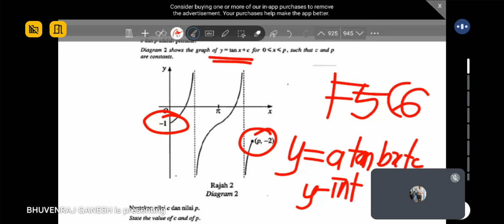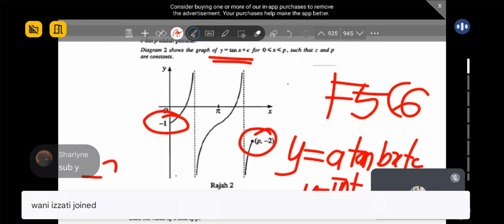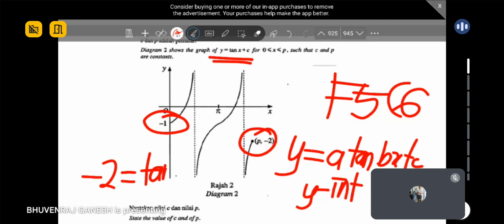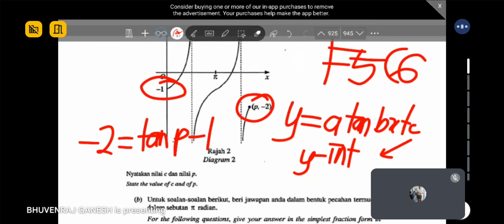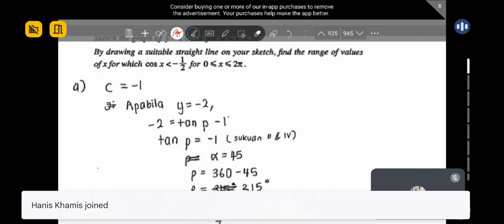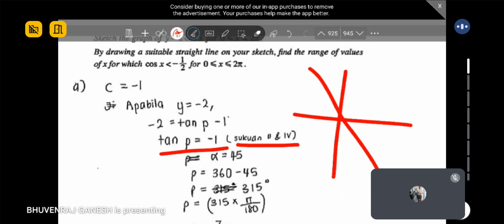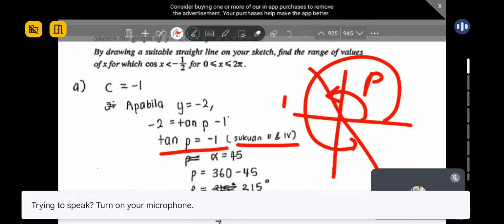So whenever you have an equation, what can you do, guys? And you have a point? Very good. You just sub only, guys. Very good. So you just get -2 equal to tangent P, y-intercept -1. So you just solve for your P value. Selesaikan untuk nilai P. So your P value, your tangent P is -1. So maksudnya your angle must be in second or fourth quadrant. So P can be like this. Ada dua possibility lah.